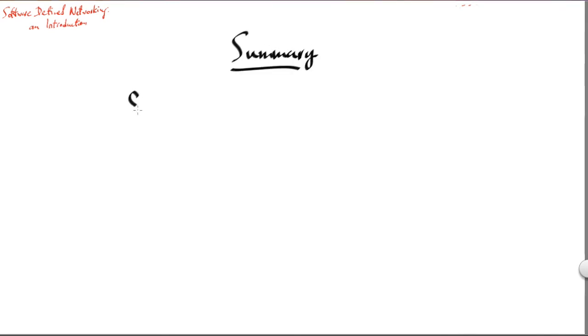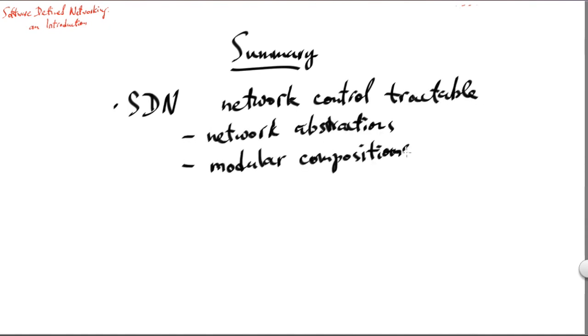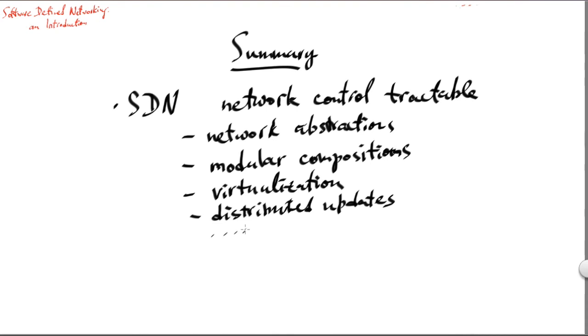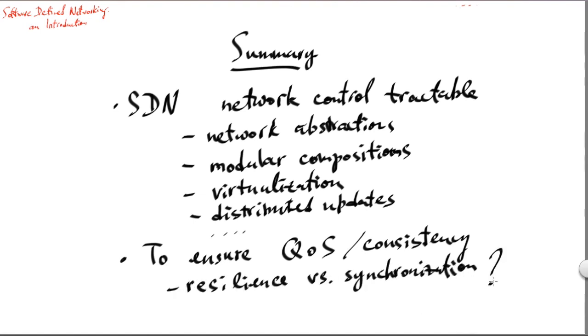So the idea of software-defined networking is to make network control tractable by providing network abstractions, modular composition of network control modules, network virtualization, distributed updates, etc. But implementing all these nice features is challenging, and in particular, to ensure a certain level of quality of service and consistency guarantees, we need to resolve some novel problems of resilience and synchronization, which is a very interesting topic in itself.